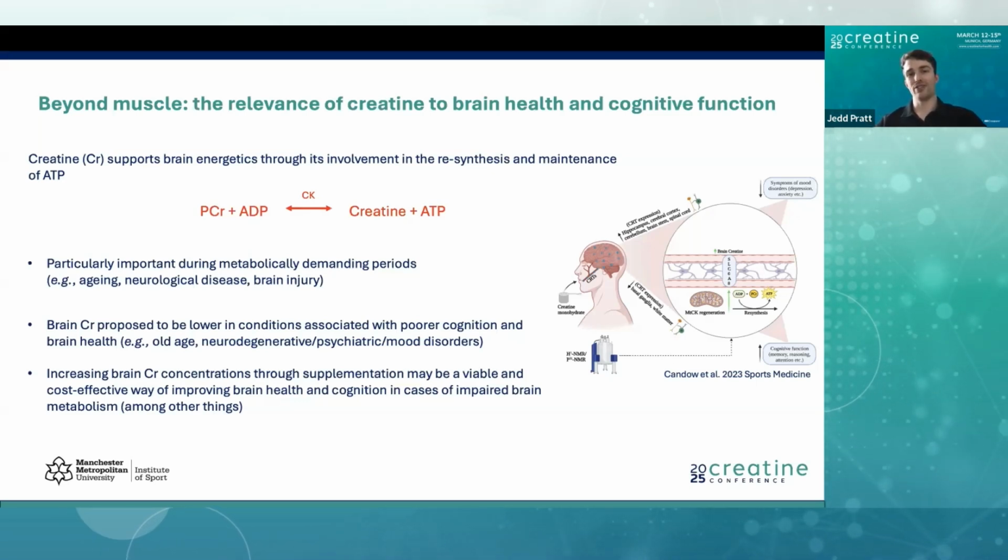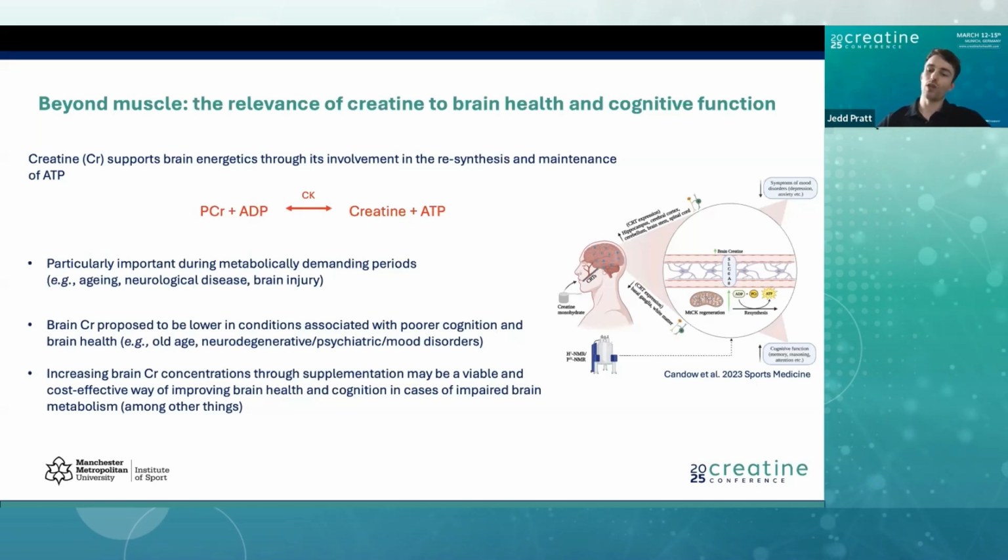It stands to reason that if we could potentially increase our creatine stores in our brain, we might be able to support that energy demand in these different contexts. And it would be a very widely accessible way of doing that.